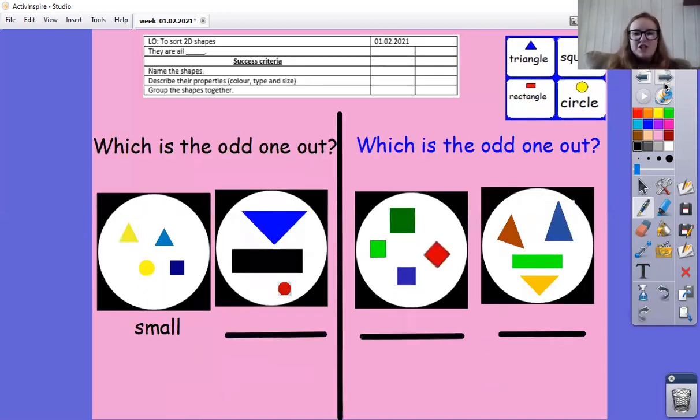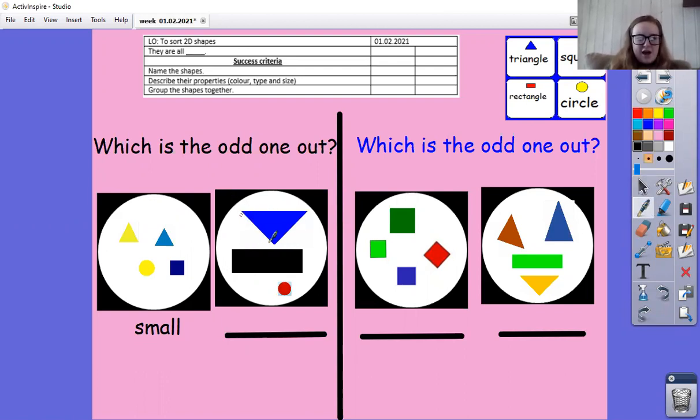Oh, which is the odd one out? So which is the odd one out? Oh, so this is saying that all of these shapes are small. This is saying that all of these shapes are small. So which is the odd one out in this group? If all these shapes are meant to be small, which is the odd one out?